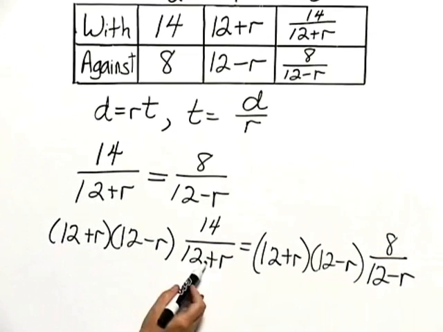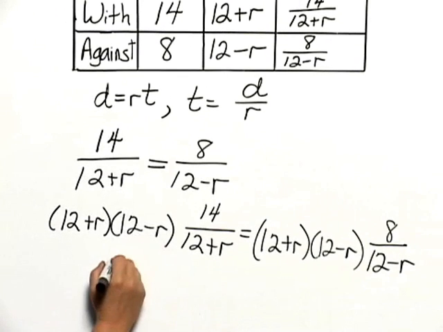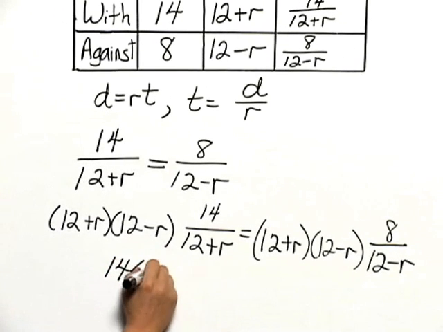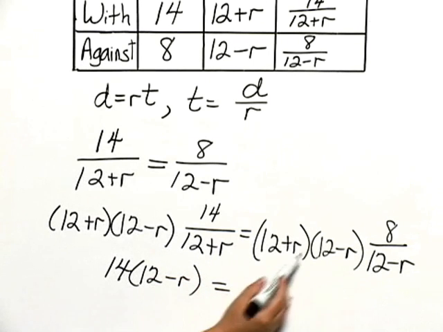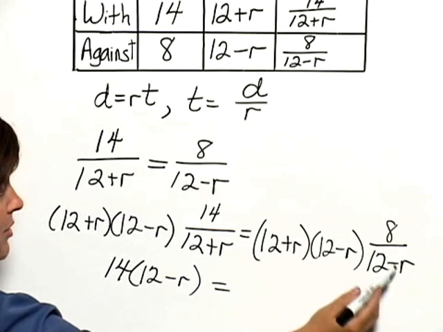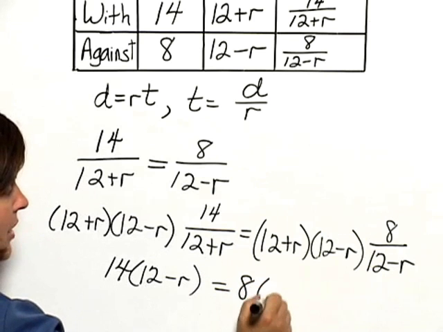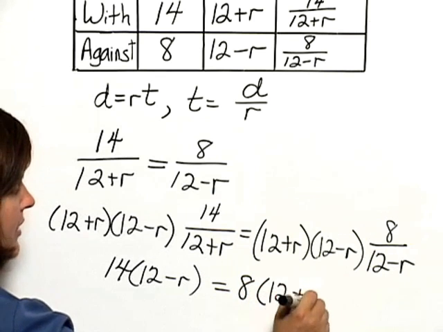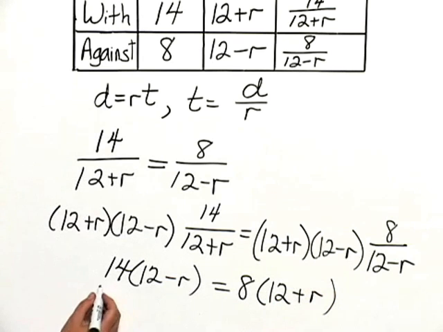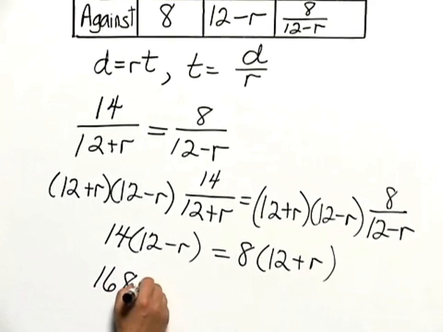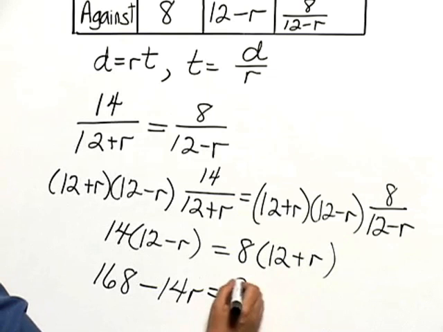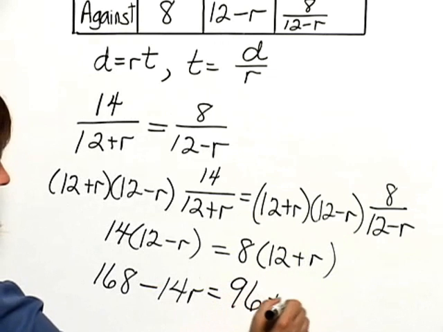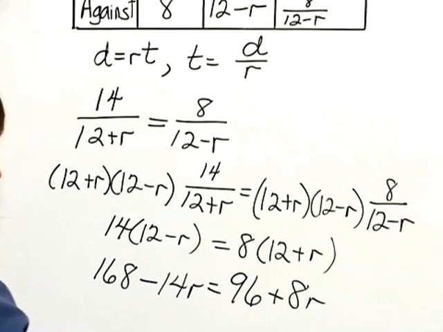12 plus r over 12 plus r is 1. That leaves us with 14 times 12 minus r equals 12 minus r over 12 minus r is 1, so we're left with 8 times 12 plus r. 14 times 12 is 168 minus 14r equals 8 times 12 is 96 plus 8r.